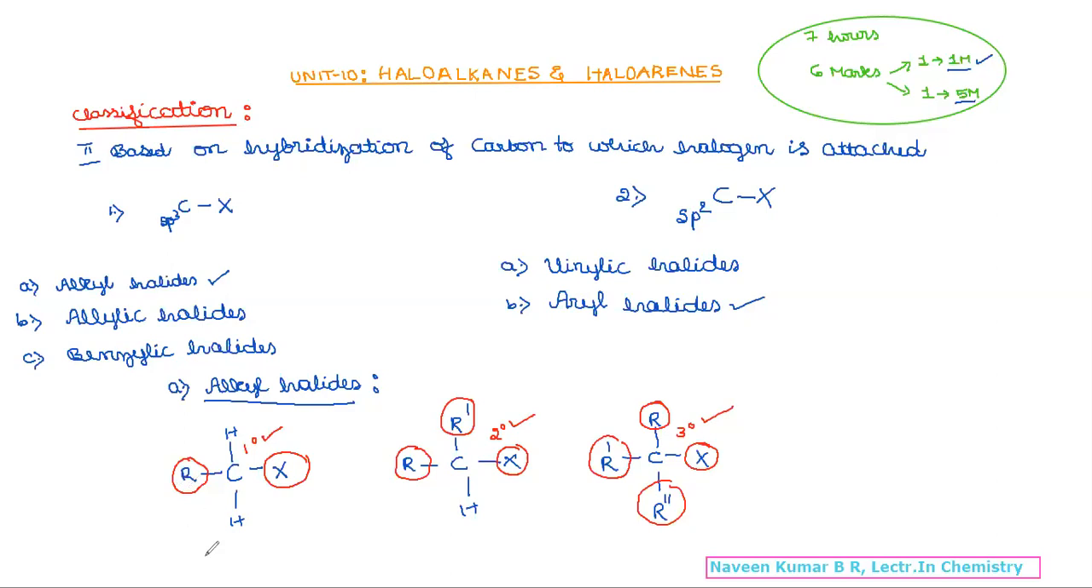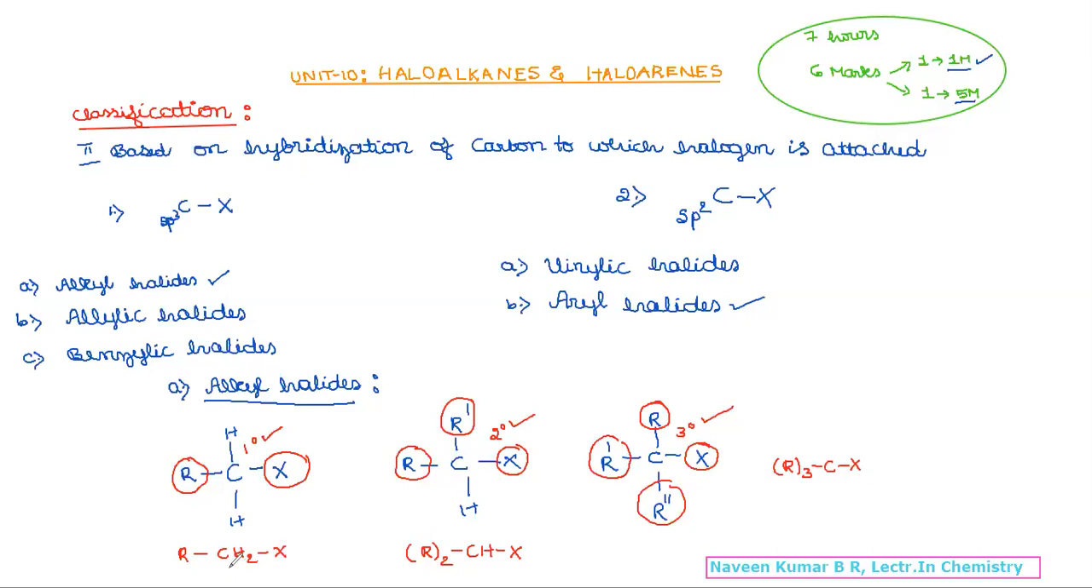So hence, assuming the R group is the same in all cases, we can write a general formula for primary alkyl halide as RCH2X, and for secondary as R2CHX. Again, I am assuming the R group is common, that is the same group, when writing this general formula. And for tertiary, it is R3CX. So RCH2X, R2CHX, R3CX.